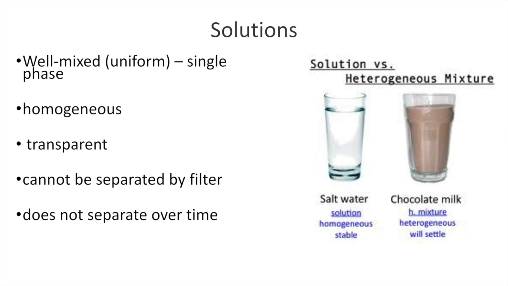Okay, another thing, homogeneous mixtures are also called solutions. They're well mixed in a uniform phase. They're transparent, and they can't be separated by a filter, and they cannot be separated over time. So these are the basics of mixtures. We'll go more into separation techniques, and since we said they have to be physically separated, the next thing we'll be learning is how do we separate mixtures?